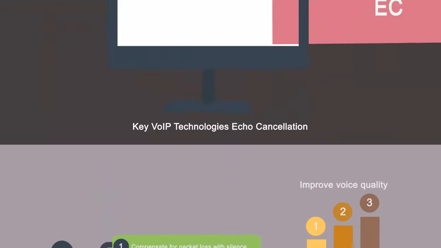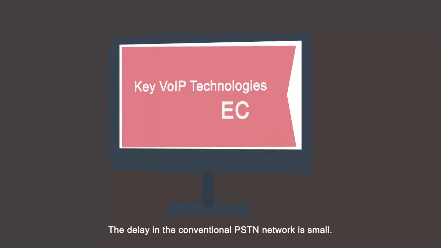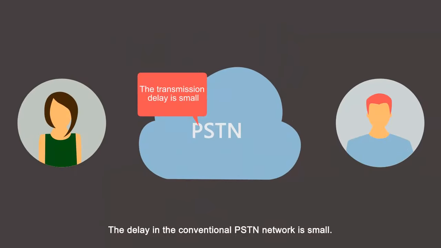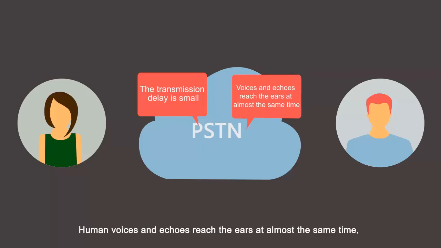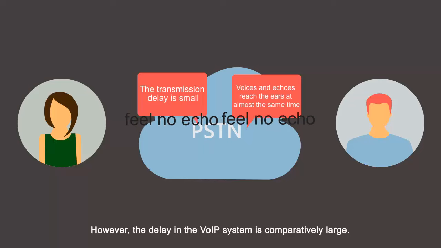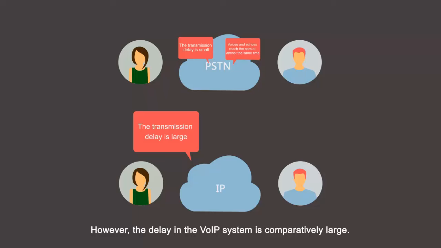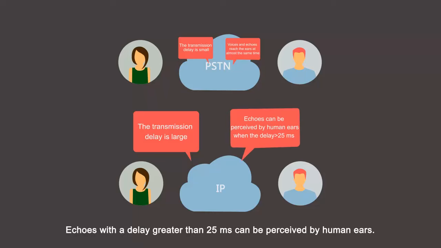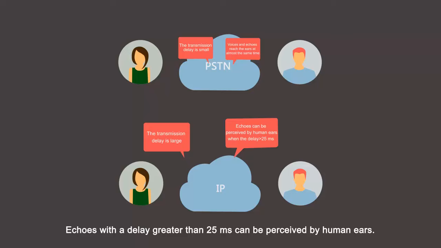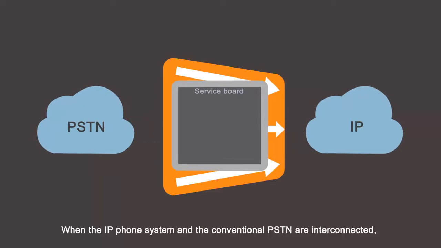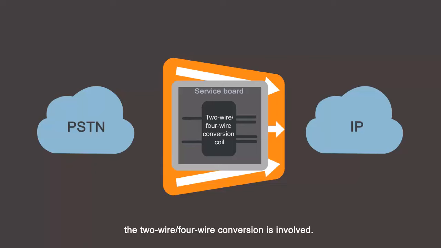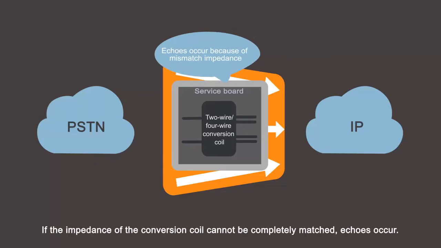Key VoIP technologies: echo cancellation. The delay in the conventional PSTN network is small. Human voices and echoes reach the ears at almost the same time, so echoes are not perceived. However, the delay in the VoIP system is comparatively large. Echoes with a delay greater than 25 milliseconds can be perceived by human ears. When the IP phone system and the conventional PSTN are interconnected, the 2-wire/4-wire conversion is involved. If the impedance of the conversion coil cannot be completely matched, echoes occur.